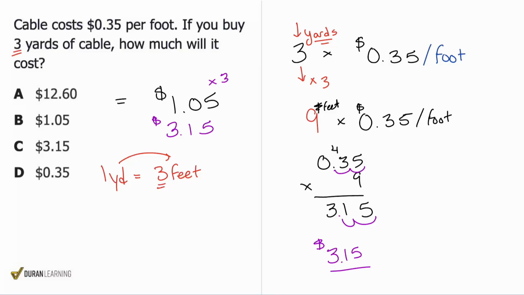So with that, everybody, there's your correct answer. Answer choice C. We have to get the yards converted to feet so that we can multiply by 35 cents per foot. That's the biggest key there.